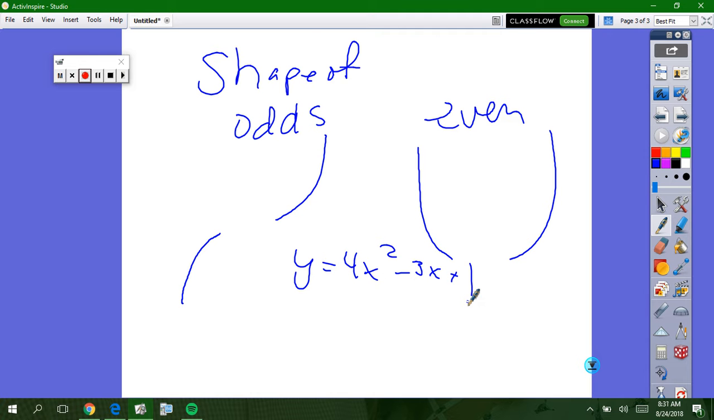Okay, so my leading coefficient here, if it's positive, gives me the same thing. But what if I change that to a negative 4?